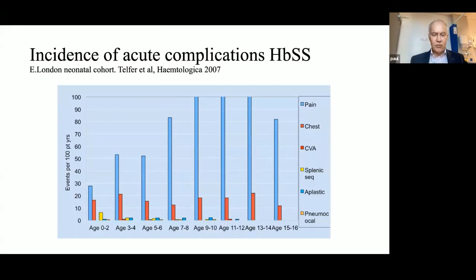I'm not going to talk too much about that, and that will be covered in some other talks in the meeting. The red bar next to that in all these age groups is the acute chest syndrome, which we're going to talk about. The others are much less common, but nevertheless important to recognize. The yellow bar there is splenic sequestration. You can see that's particularly a problem in the children aged under 2, and to some extent also in those up to the age of 5. Invasive pneumococcal disease is quite uncommon these days, but is important to recognize.